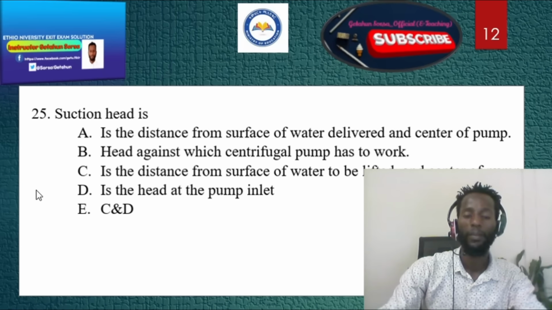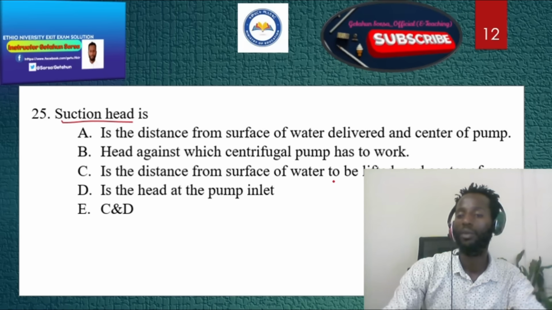The next question. Suction head is: A, the distance from the surface of water delivered to the center of the pump, B, the head against which a centrifugal pump has to work, C, the distance from the surface of water to be lifted to the center of the pump, D, the head at the pump inlet, E, C and D are correct answers.